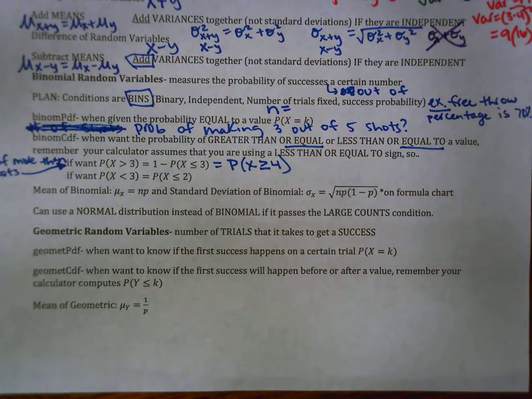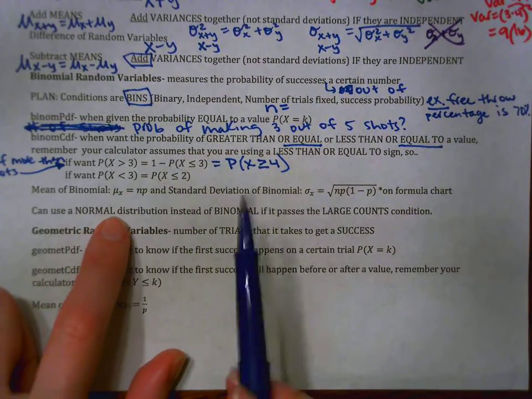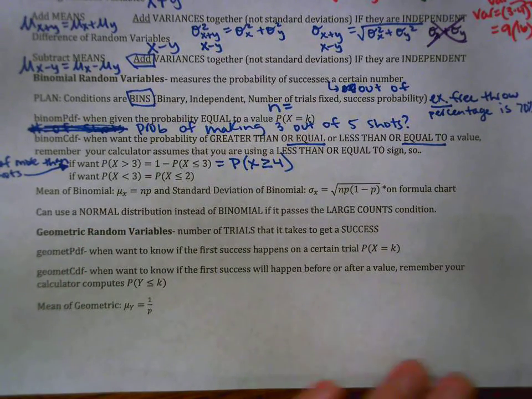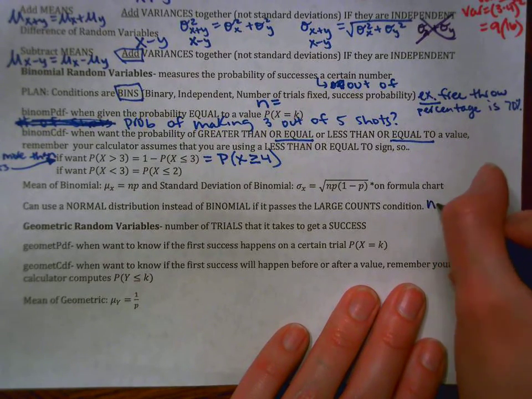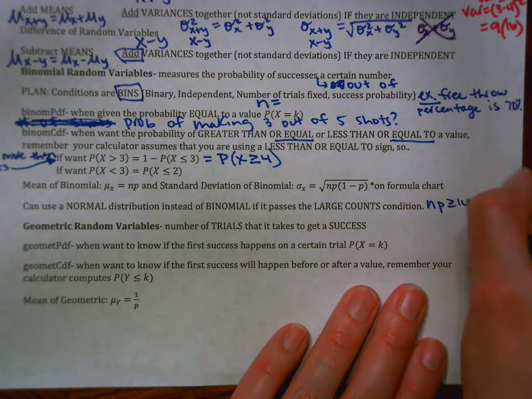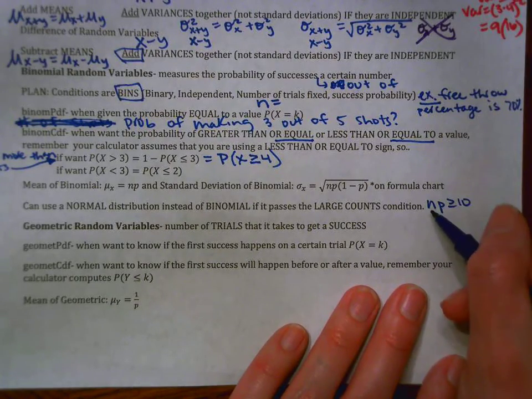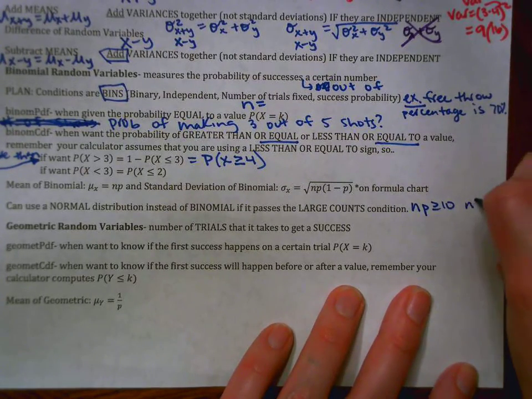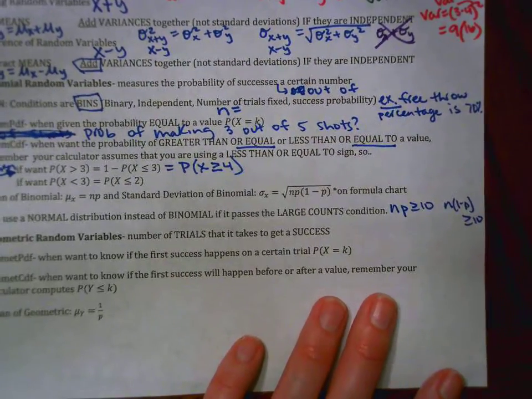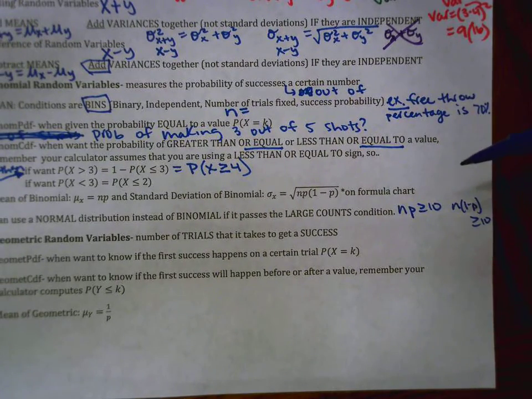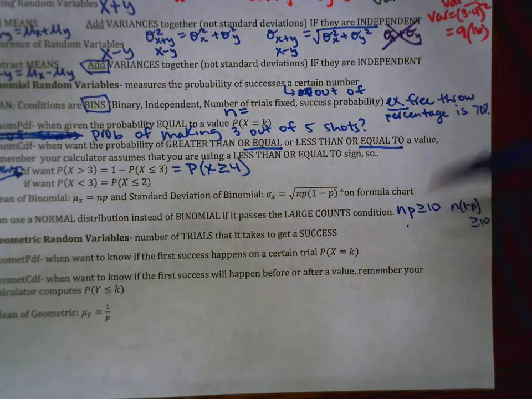And then it says you can use a normal distribution instead of binomial if it passes large counts, which is LCC. N times P is greater than or equal to 10. That's the number of successes is greater than 10, and N times 1 minus P is greater than or equal to 10. That should look familiar. We use that when we're doing a proportion test or interval. I don't know if we touched on that when we did this. It's not super important, but it's there if you need it.